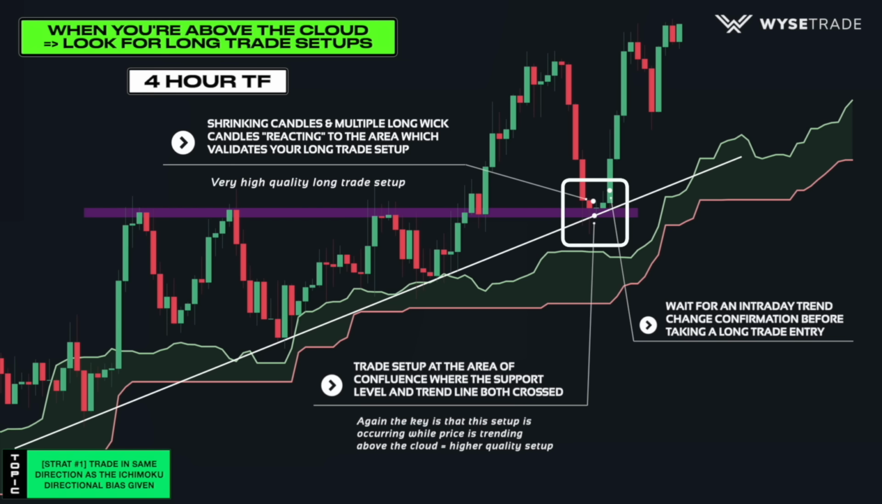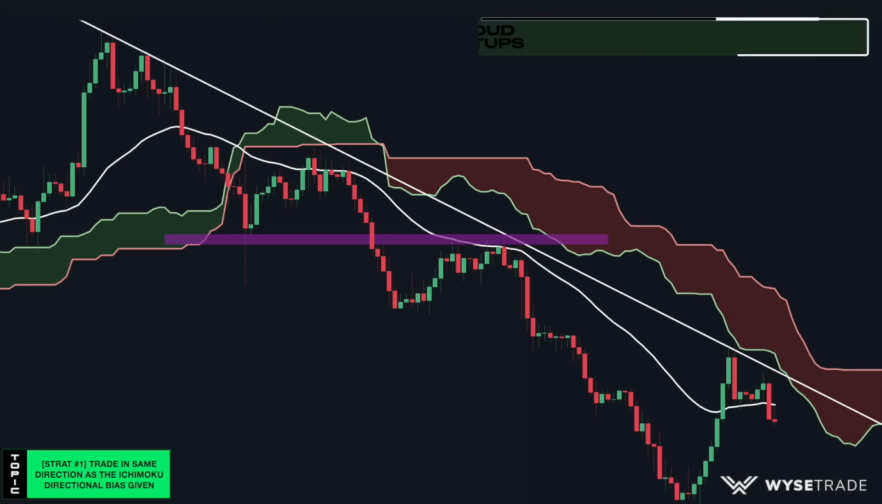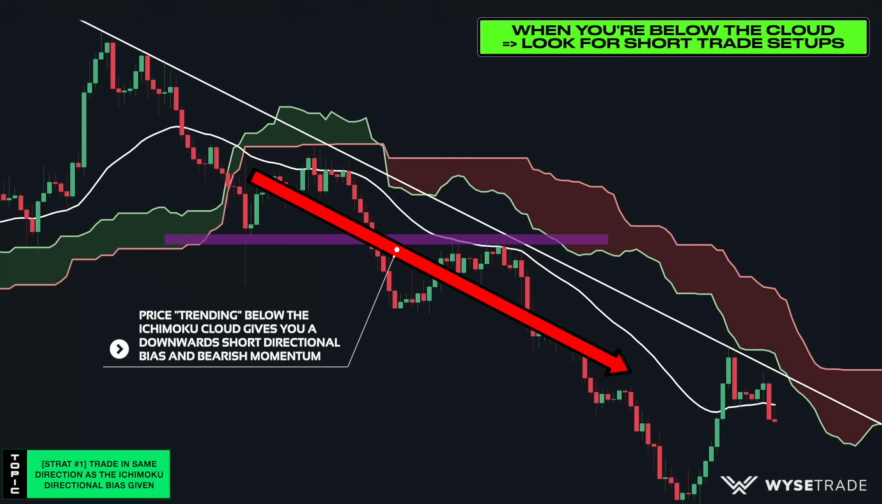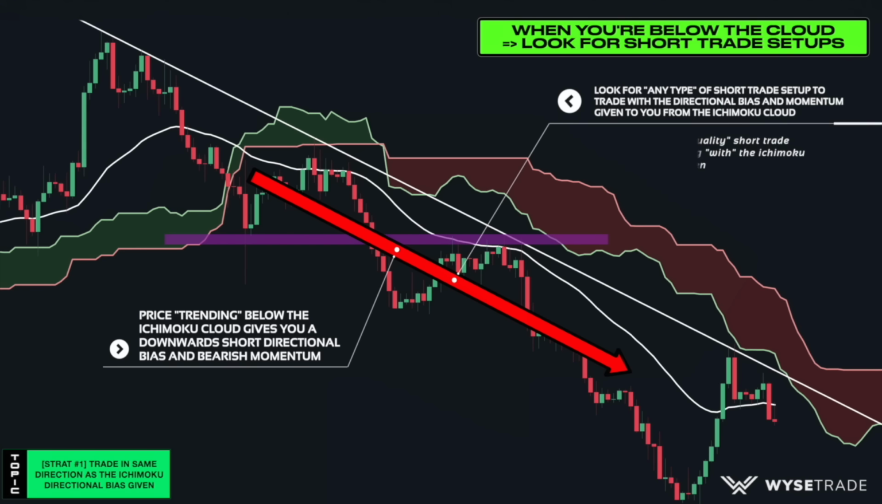You would then go to the very low time frames to wait for a trend change confirmation before taking long trades. So now, going in the opposite direction in a downtrend and below the cloud. Price is below the cloud, giving you a bearish downwards directional bias. So you want to look for short trade opportunities to trade with the downwards Ichimoku directional bias.